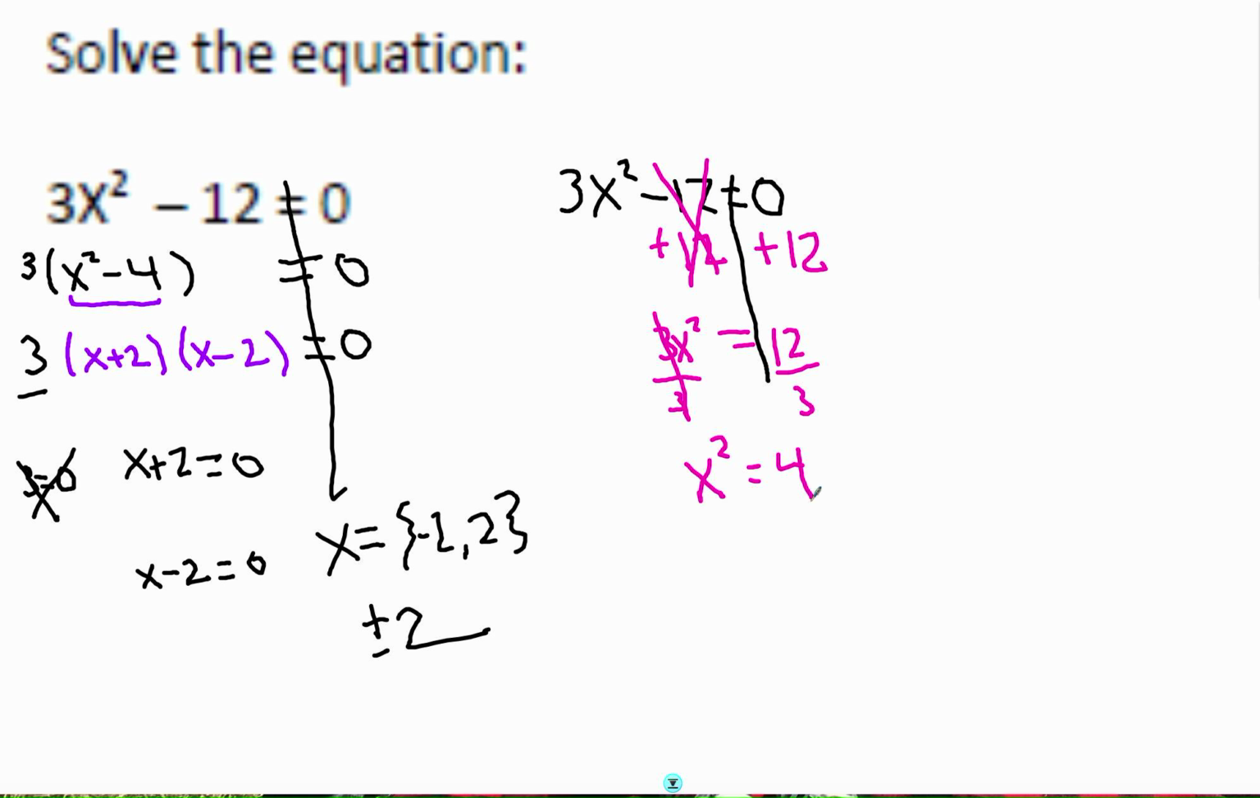And then to undo squaring x, the inverse of squaring is square rooting. If I do it to one side, I do it to both. Those cancel out, and I get x equals plus or minus 2. So a downfall of solving it this way is people very often forget that negative 2 also works. 2 squared is 4, but negative 2 squared would also be 4. So I get the same answers either way.